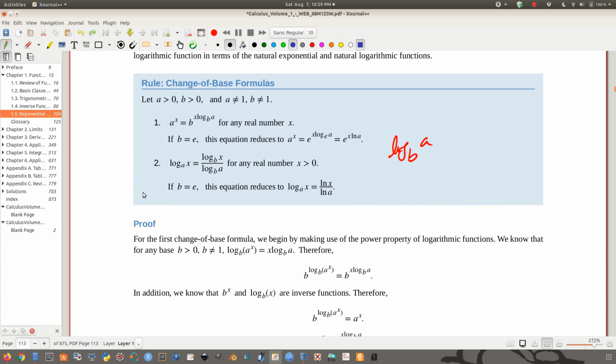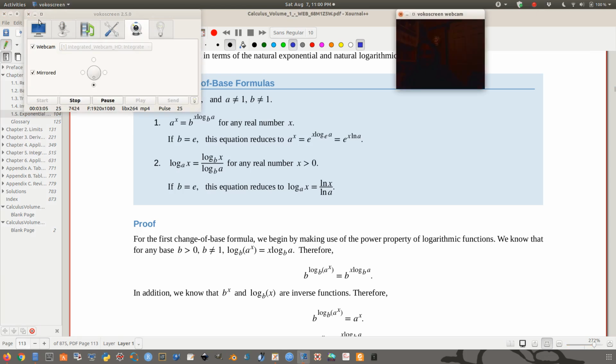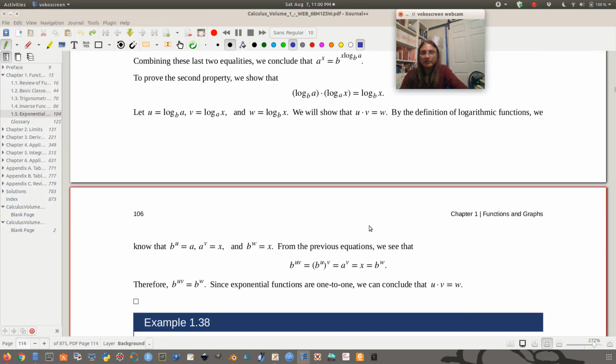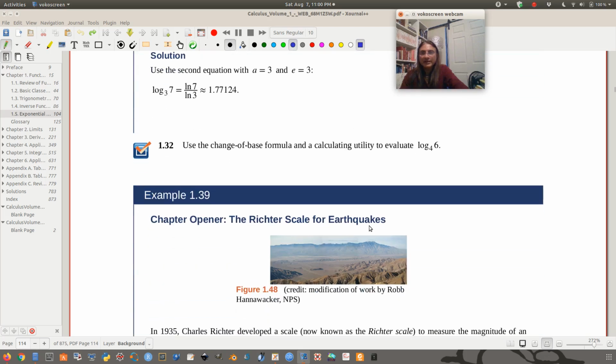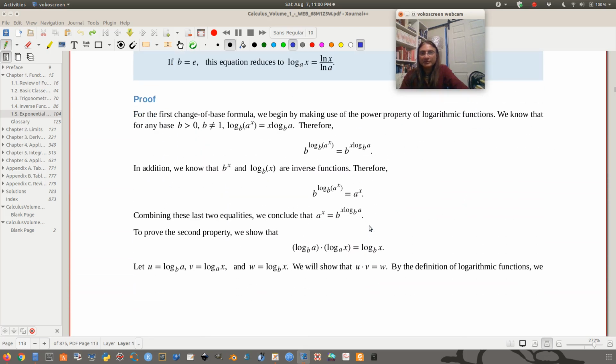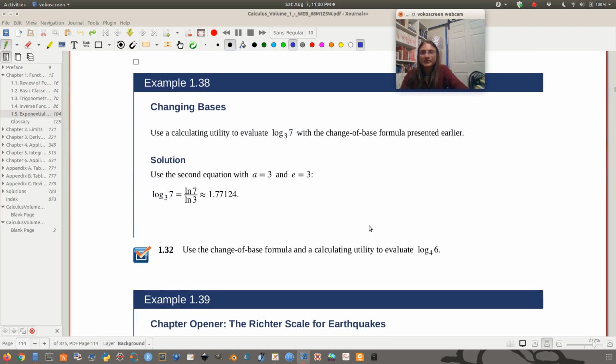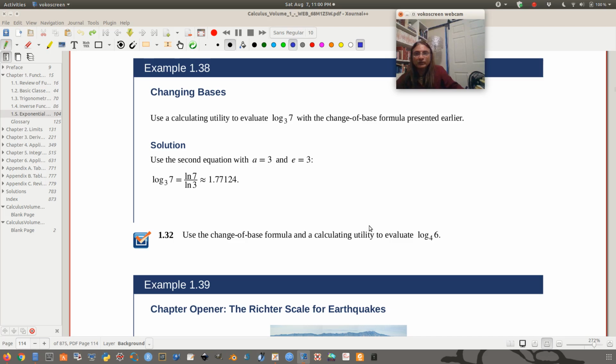Okay, now we will do the last topic in this chapter. Okay, these are the proofs. So here they're saying calculate log_3 7 with the change of base presented earlier. So log of 7 to the base 3 is the same as natural log of 7 over natural log of 3. In fact, log of 7 in any base over log of 3 in any base. So we can choose it to be e, so it becomes this, and you can calculate it.